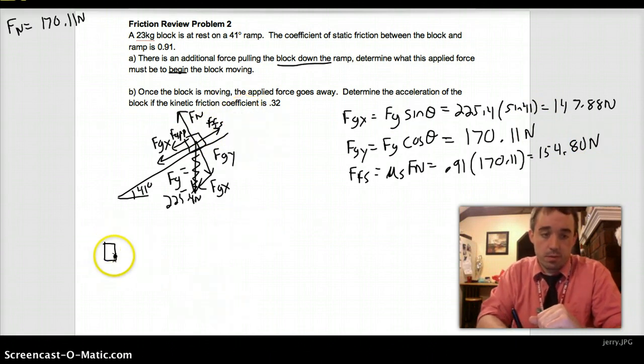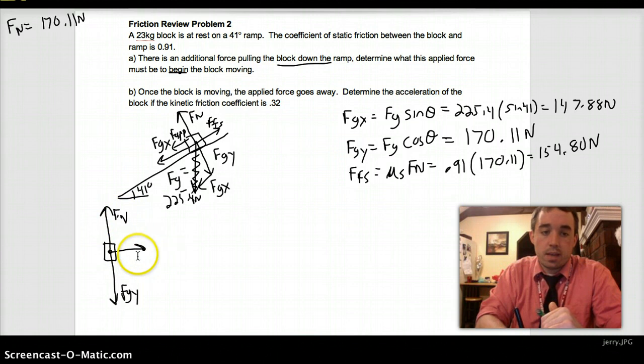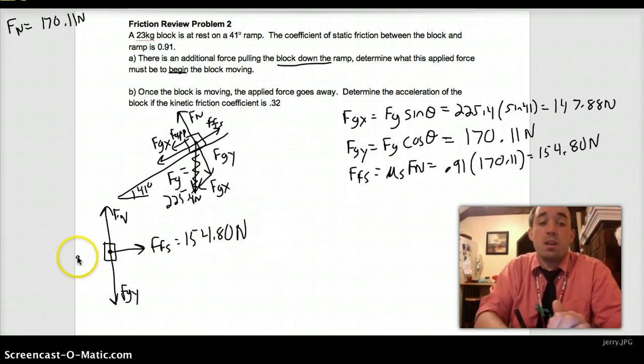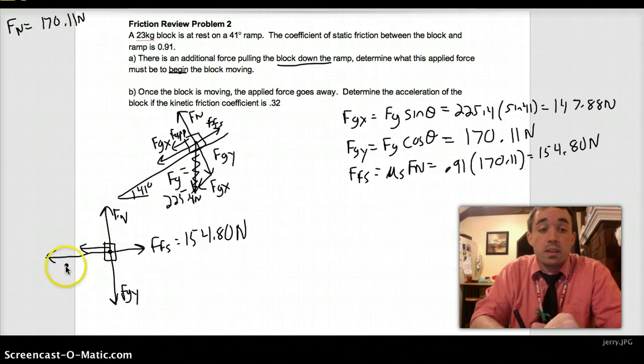Let me start redrawing my free body diagram, rotating everything back so that it's perfectly flat. FG, FGY, and the normal force cancel out. The force acting up the ramp is my FFS of 154.80. That is the amount of force we have to overcome to the left to get this thing moving. Gravity's helping a little bit. It's helping with 147.88 newtons.